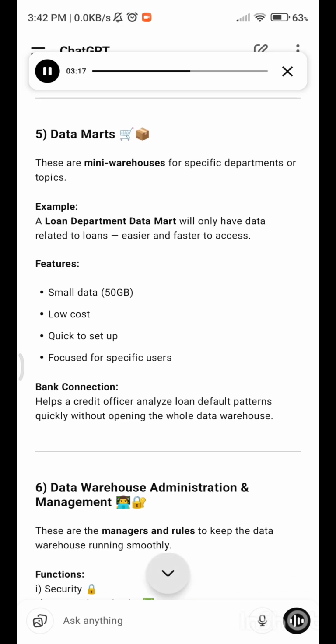5. Data marts. These are mini warehouses for specific departments or topics. Example: a loan department data mart will only have data related to loans, easier and faster to access. Features: small data, 50 gigabytes, low cost, quick to set up, focused for specific users. Bank connection: helps a credit officer analyze loan default patterns quickly without opening the whole data warehouse.